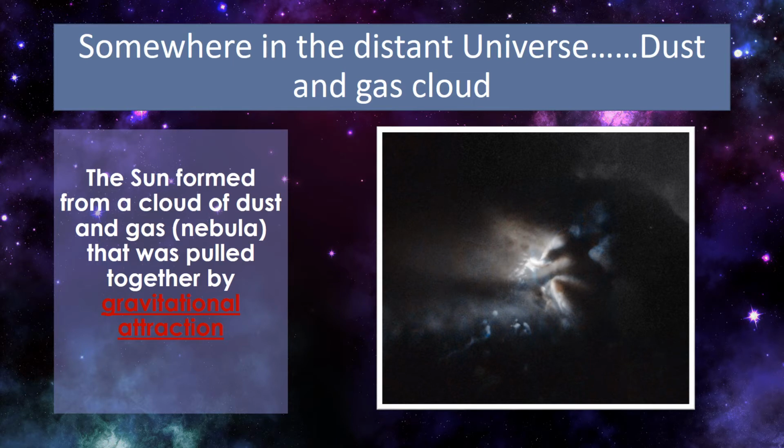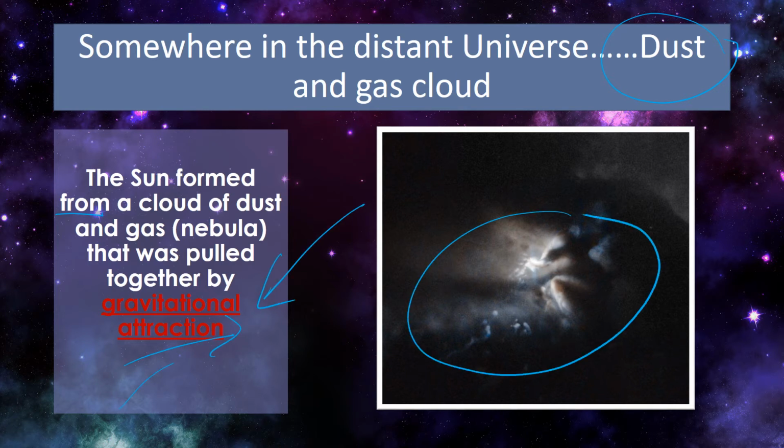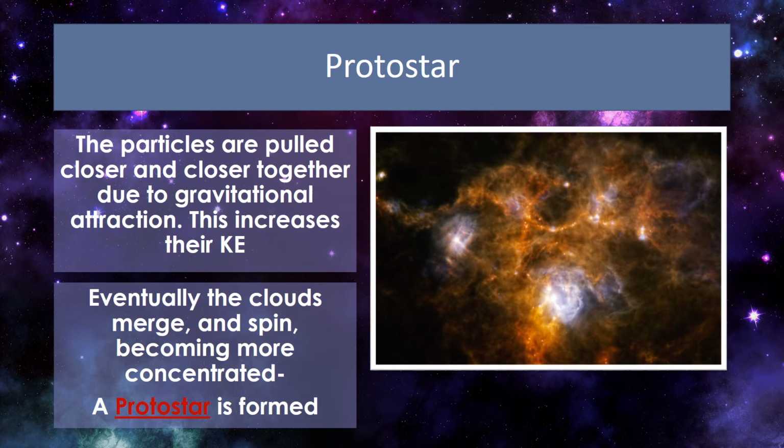Okay, so somewhere in the universe there would have been clouds of dust and gas. And all stars form when they're pulled together by gravitational forces. So this is a cloud of dust here, and this is called a nebula. And that was joined together by the forces of gravity forcing that dust and gas together. Once they're pulled closer together, this increases their kinetic energy. So they've got loads of energy and they're moving towards each other, and they start to merge and then they start to spin. And they become more concentrated, and this is called a protostar.